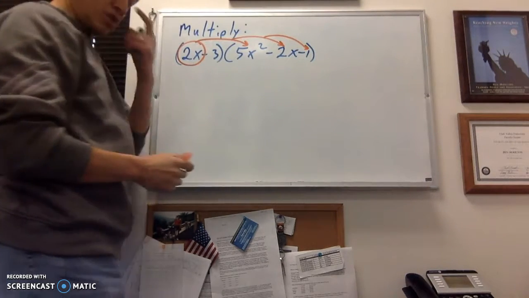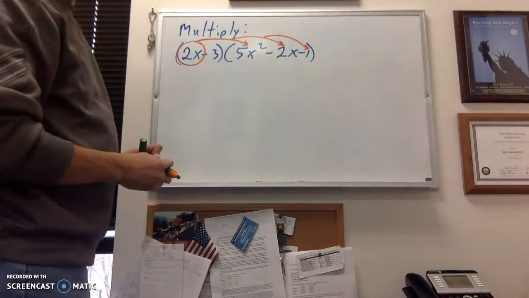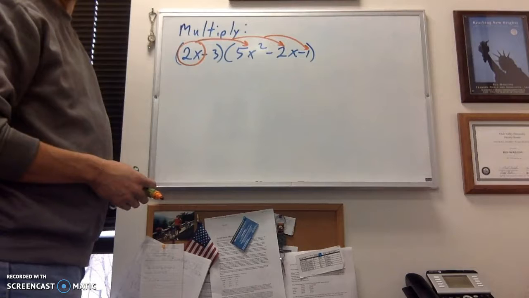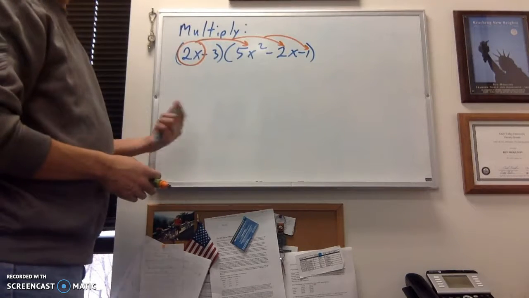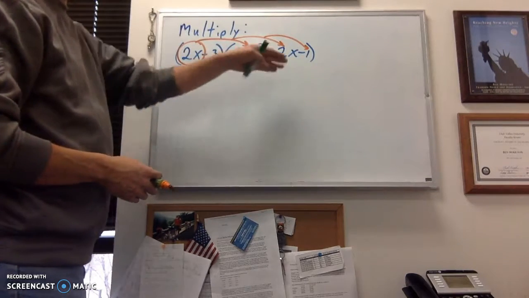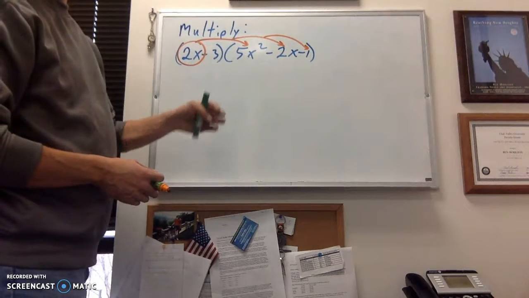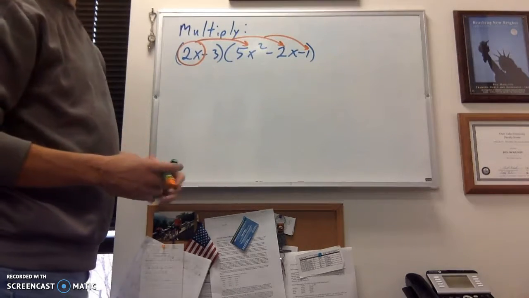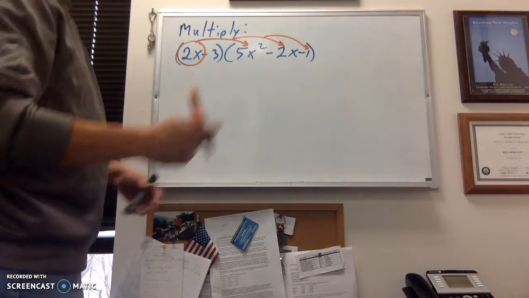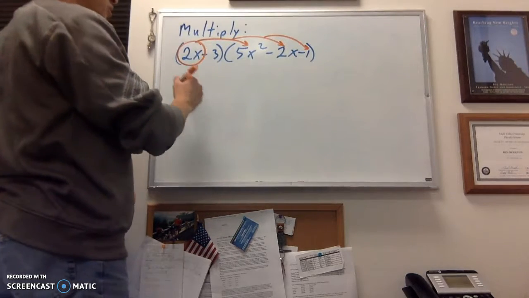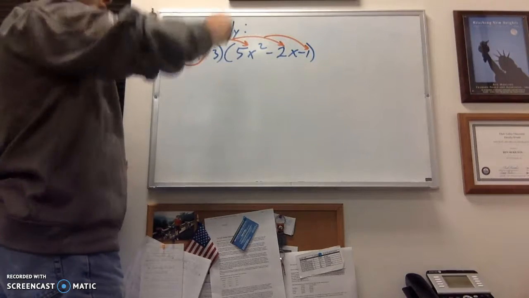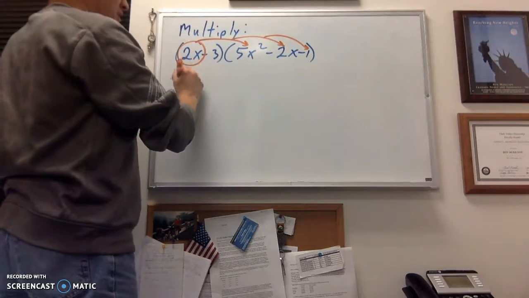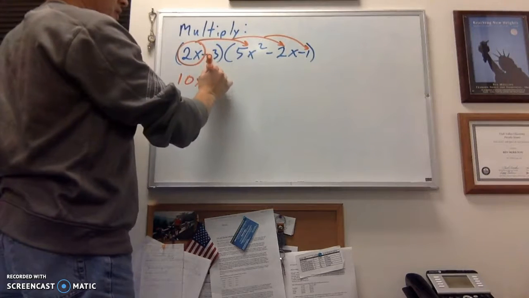I like to use the horizontal method. I polled my regular in-class students and asked them what they liked, and they actually like this approach as well. There's a horizontal format and a vertical format, and almost all of them like the horizontal. No one wanted me to go vertical, so I kind of abandoned that notion. So horizontal it is. 2x times 5x squared is 10x cubed.